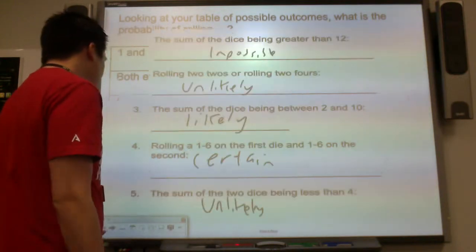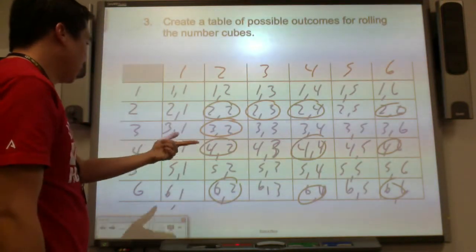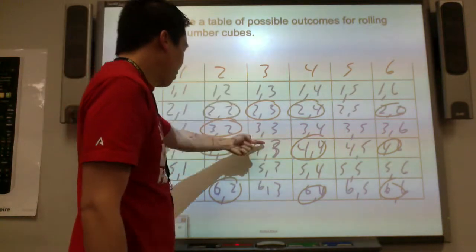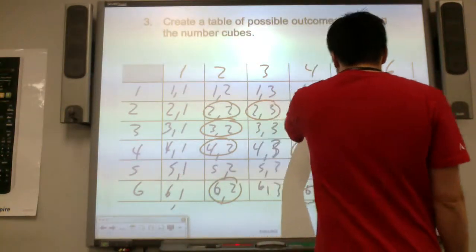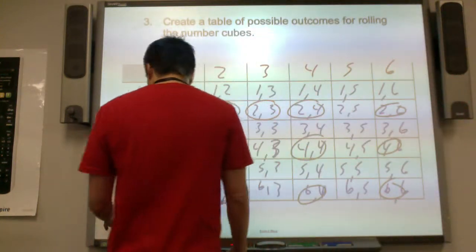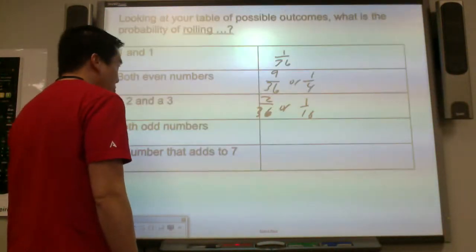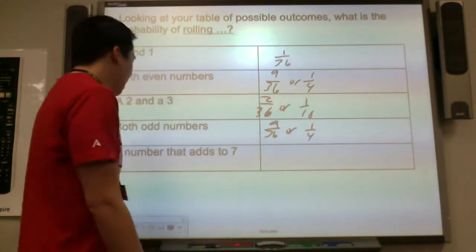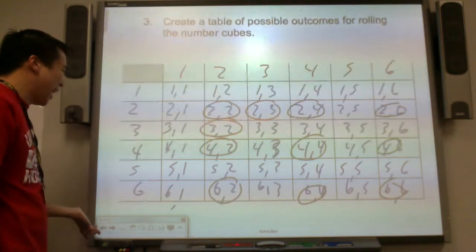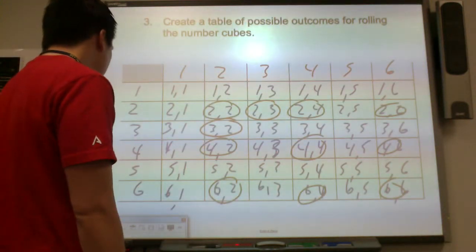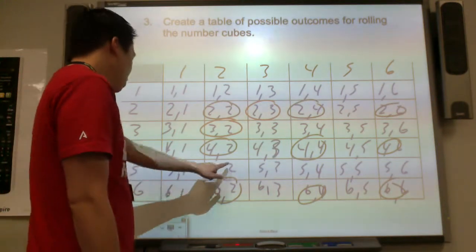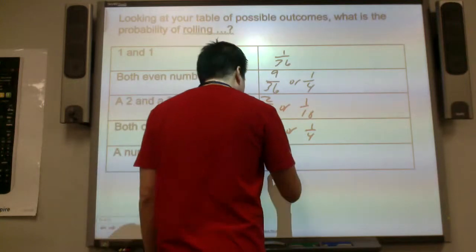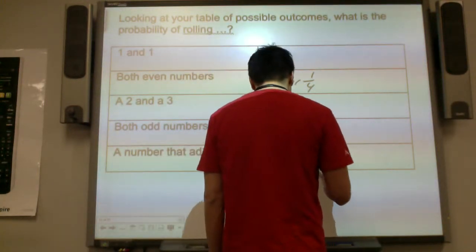Both numbers are odd. Well, if both of them are even, should it be the same? Both odds, 1, 2, 3, 4, 5, 6, 7, 8, 9. That's the same thing as both numbers are even. So 9 out of 36, or 1 out of 4. And a number that adds to 7. Adds to 7. 1, 2, 3, 4, 5, 6. 6 out of 36. Break it down by 6, 1 out of 6.